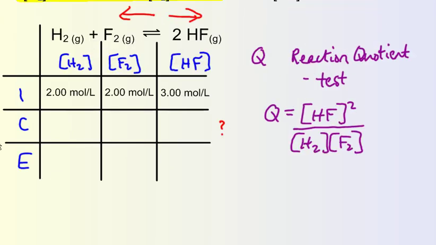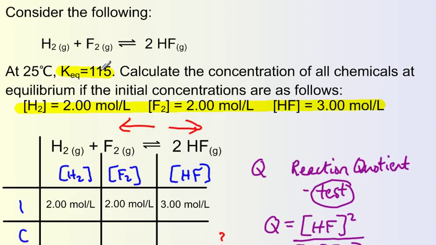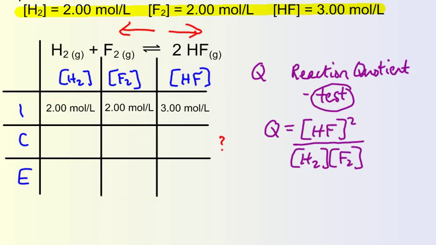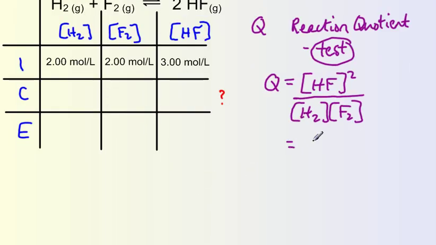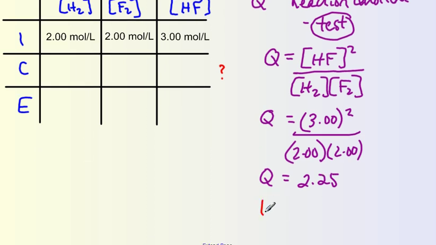Now, this is exactly the same as the equilibrium constant expression. We're doing a test though. We're doing a test to see whether this value is equal to the KEQ we were given, which is 115, or above 115 or below 115, to tell us which way the reaction is going to go. So we've got 3 squared divided by 2 moles per liter times 2 moles per liter. And what we get for Q is 2.25. So Q is 2.25, and for this equation, KEQ we said was 115.